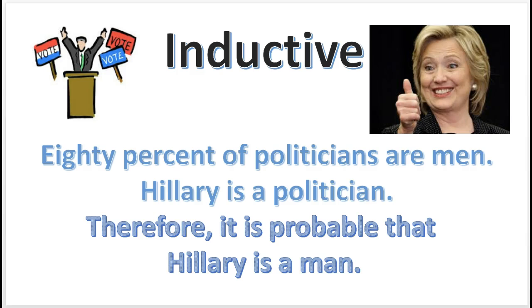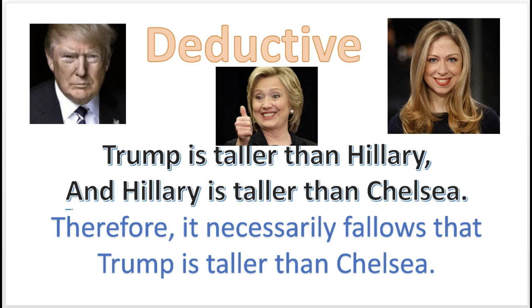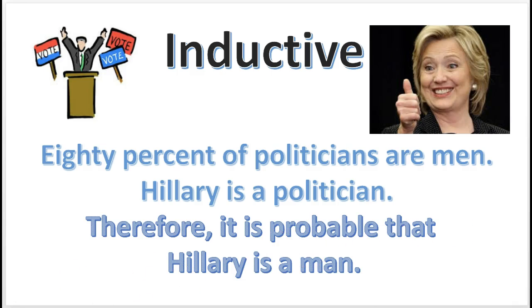Okay, here's an example of an inductive argument. 80% of politicians are men. Hillary is a politician. Therefore, it is probable that Hillary is a man. Now notice the word probable. This is the conclusion. It's probable that Hillary is a man. This is probabilistic reasoning. Therefore, it's an inductive argument. Okay, so the inductive is probabilistic, it's probably true. In contrast to the deductive, it's necessarily true. It must be the case. It's necessarily true, or it's probably true.